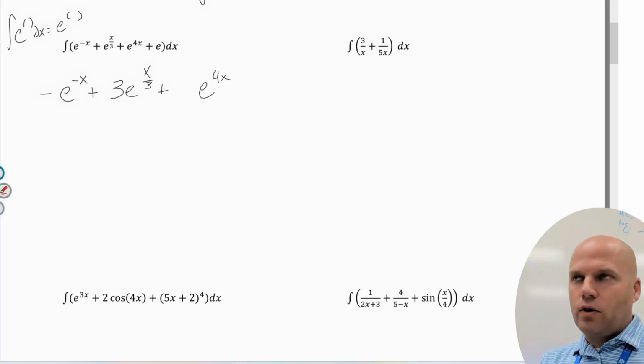I have e to the 4x, that's the antiderivative of e to the x, kind of. But then I know the derivative of the 4x is going to be a 4. This is why I need a 1/4.